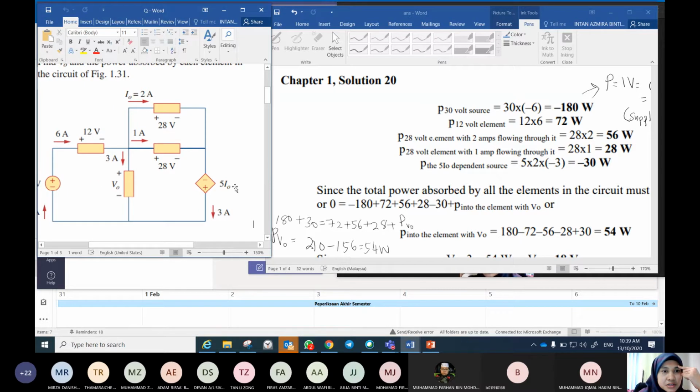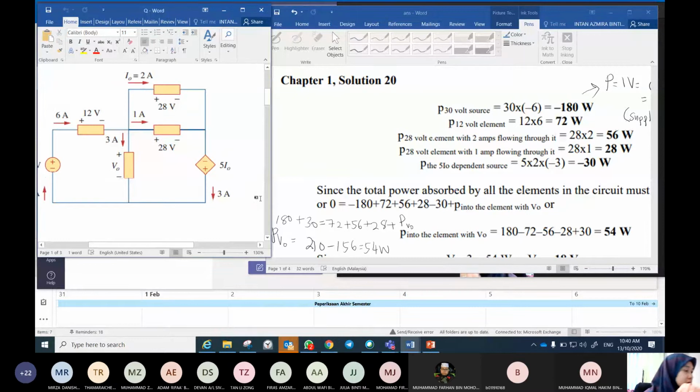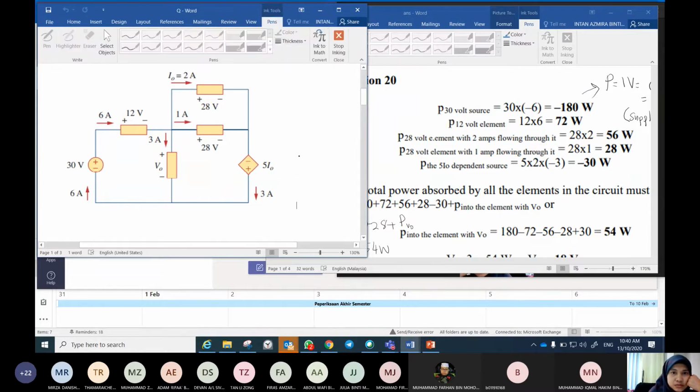I naught is here, 2 amps. So the value of the voltage source here is equal to 5 times I naught, so 5 times 2 is equal to 10 volts. The value of this voltage source is 10 volt. So 10 multiplied with 3, we get 30.